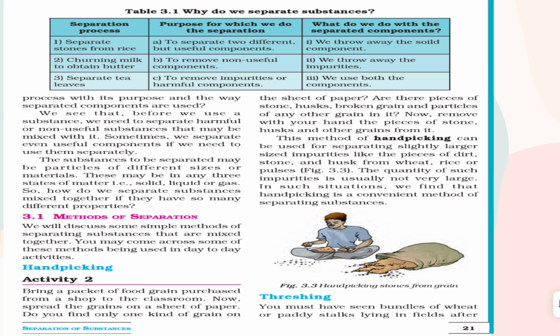We see that before we use a substance, we need to separate harmful or non-useful substances that may be mixed with it. Sometimes we separate even useful components if we need to use them separately. The substances to be separated may be particles of different sizes or materials. These may be in any of the three states of matter: solid, liquid or gas. So, how do we separate substances mixed together if they have so many different properties?